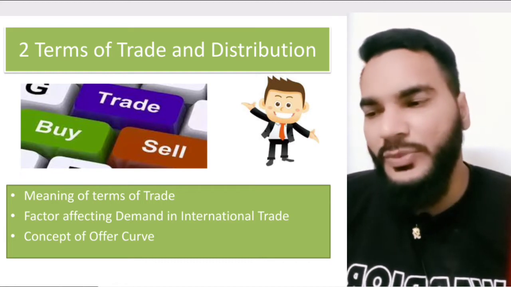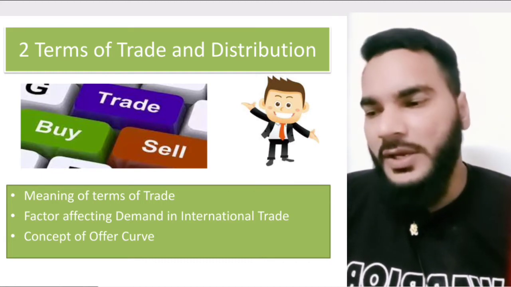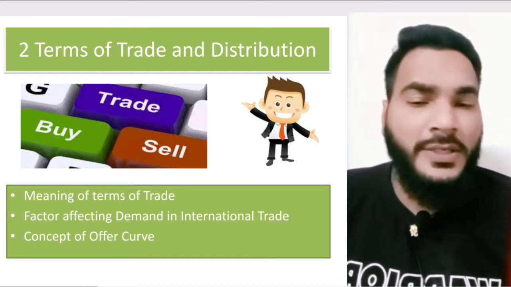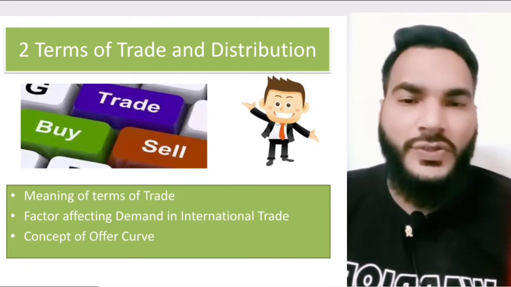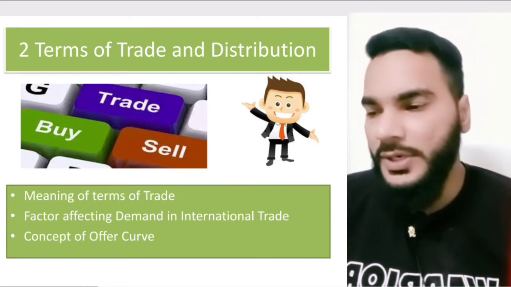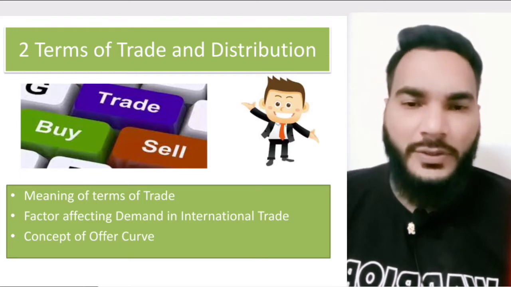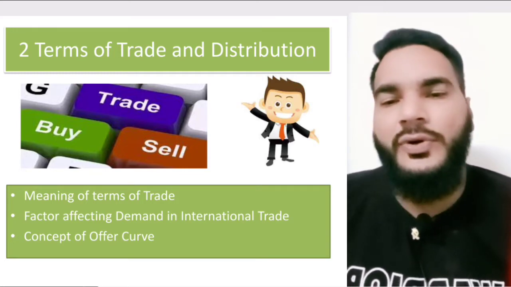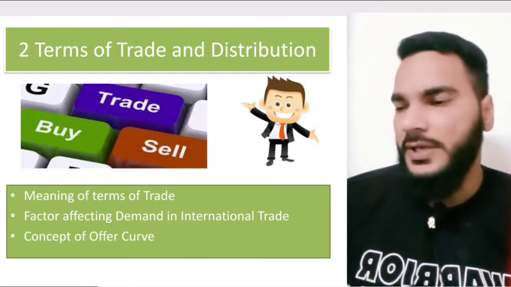The first one is the meaning of terms of trade. Second, factors affecting demand in international trade, that is, what factors actually affect international trade. Then the concept of offer curve. These all three questions are very important for your exam. So let us start.